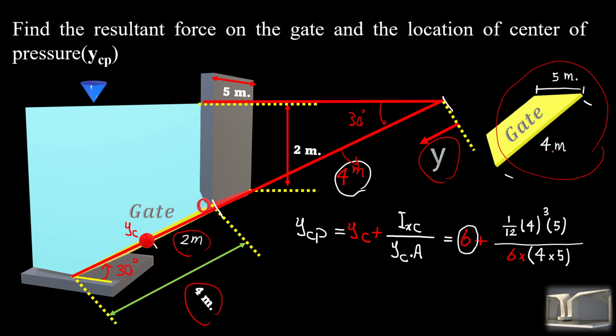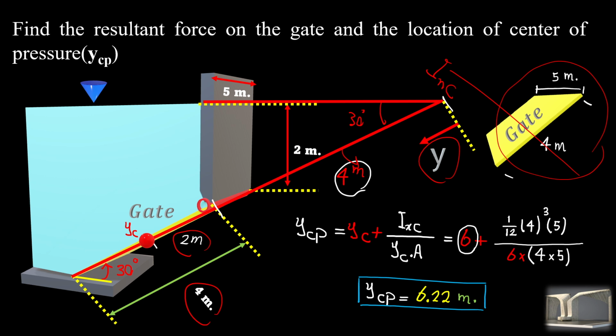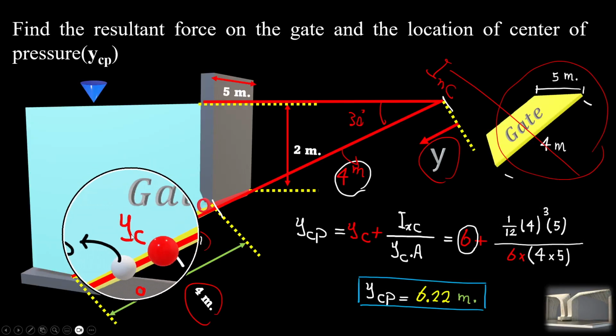then plus 1/12 times 4 cubed, this is I XC, 1/12 times 4 cubed times the width, which is 5 meters, over Y C, which is 6, times 4 times 5, which is the area. And if you add them up together, it gives us the y component of CP at 6.22 meters from our axis. So Y C is 6 meters, then Y CP is just 0.22 meters, or 22 centimeters, below the center of gravity.